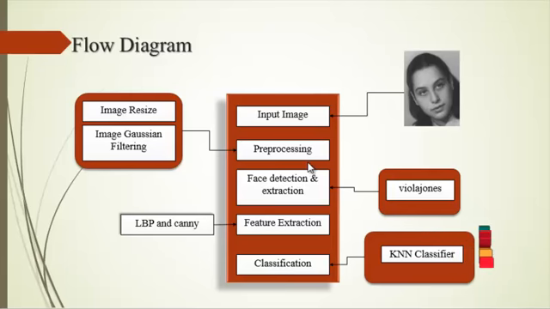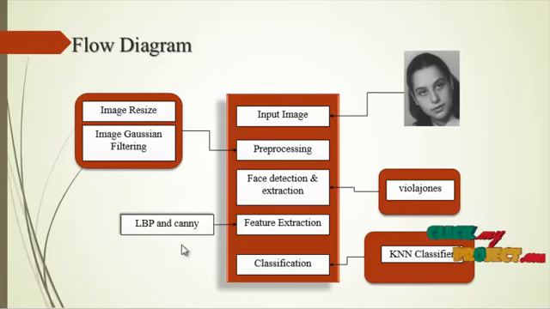First of all, the pre-processing step. In the pre-processing step we remove the noise of the images by using Gaussian filtering, and then image resizing. All the images will be resized to 256 by 256. Then for face detection and extraction we use Viola-Jones. The Viola-Jones object detection framework is the first object detection framework to provide competitive object detection rates in real-time. Although it can be trained to detect a variety of object classes, it was motivated primarily by the problem of face detection, and then we calculate the feature extraction.